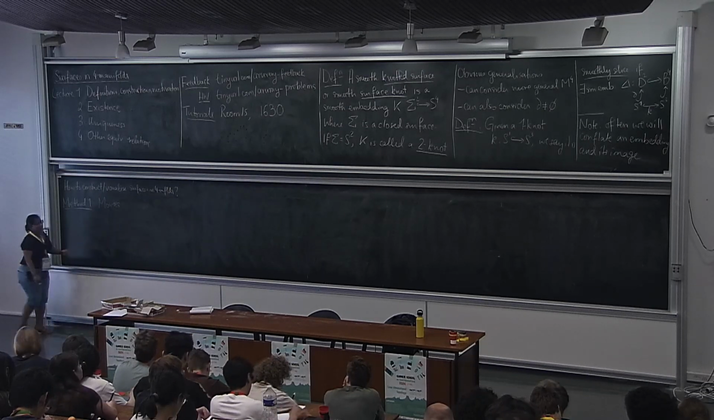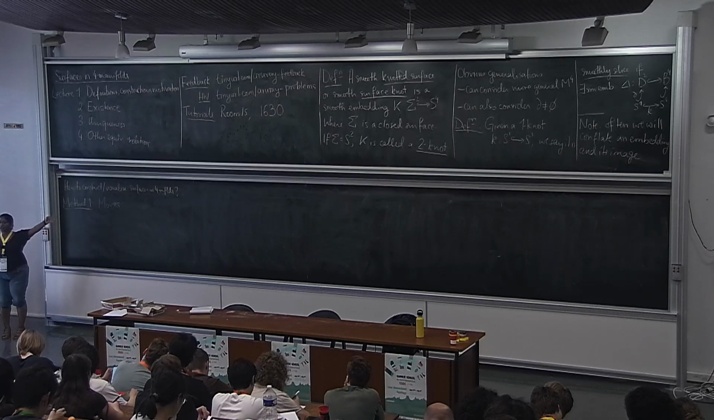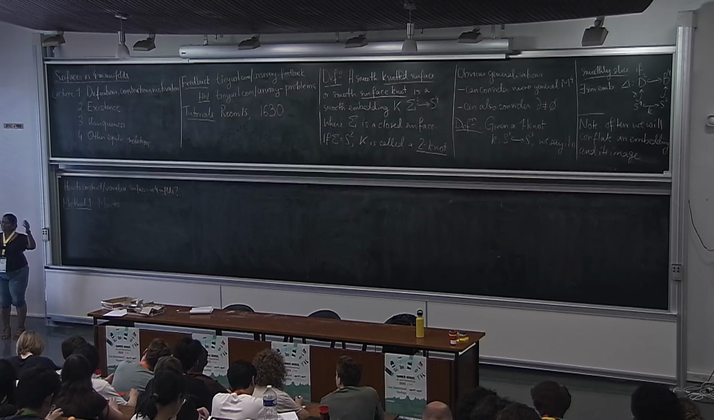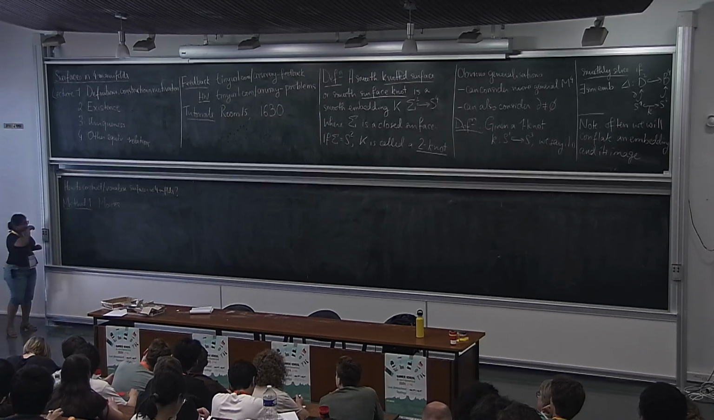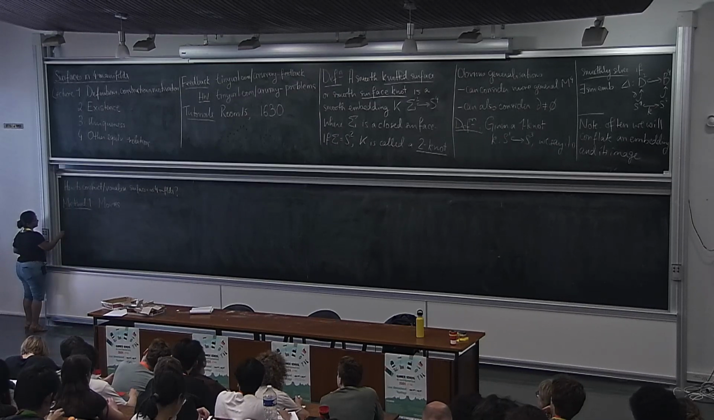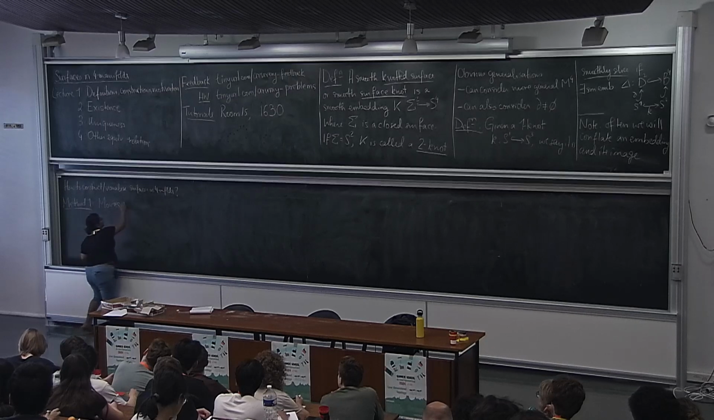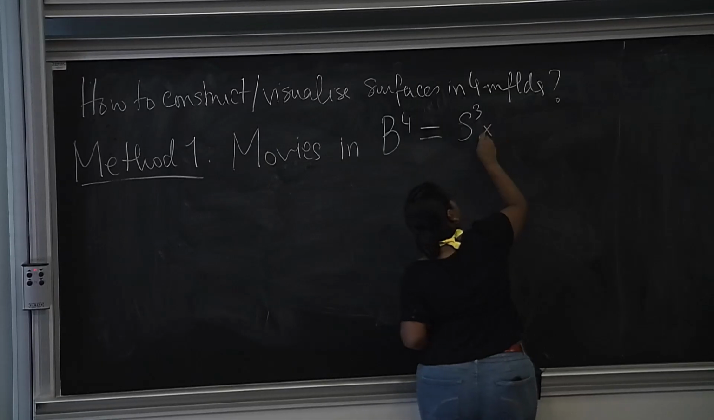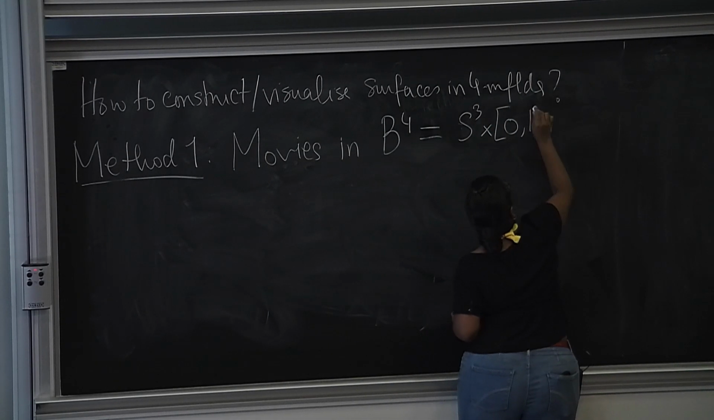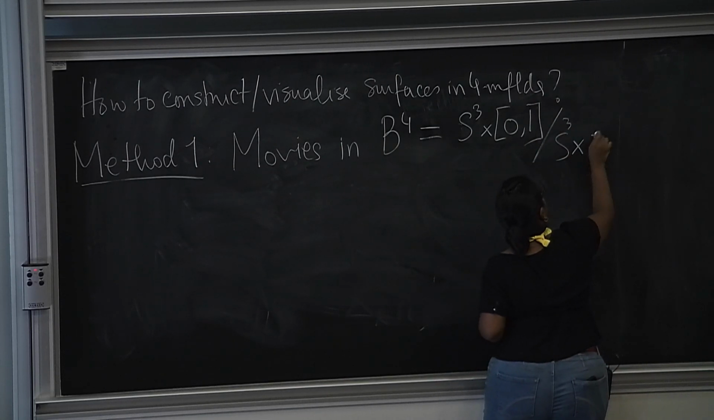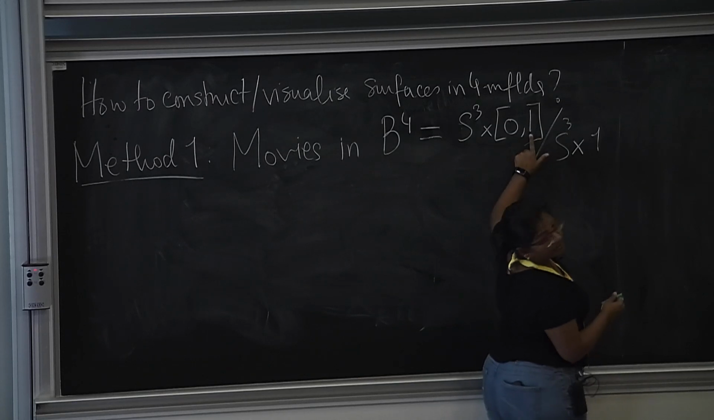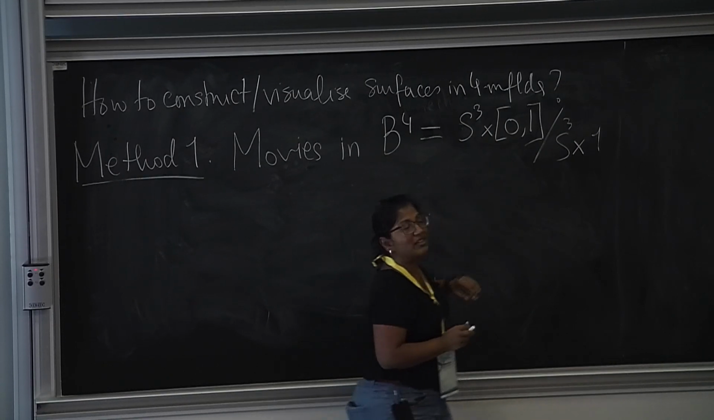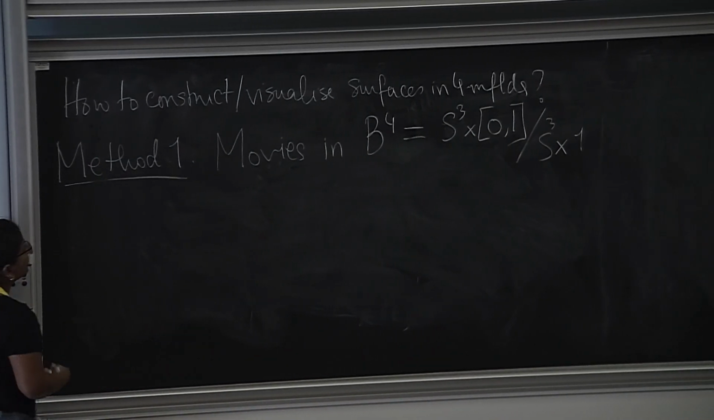In order to do this, well, we're trying to visualize surfaces right now in B4. So in particular, you need to know how to visualize B4. Before you can put something in it, you need to know what your ambient space is. So let's consider the following cartoon picture. I'm going to think about B4 as S3 cross the interval. And then I'm going to collapse all of the S3 at that final coordinate down to a point. So I'm just thinking of B4 as the cone of S3. Nothing especially interesting.